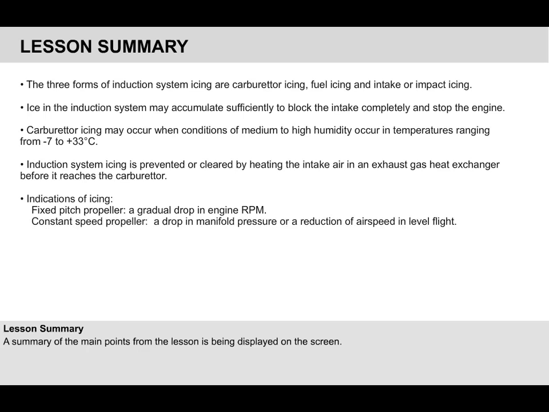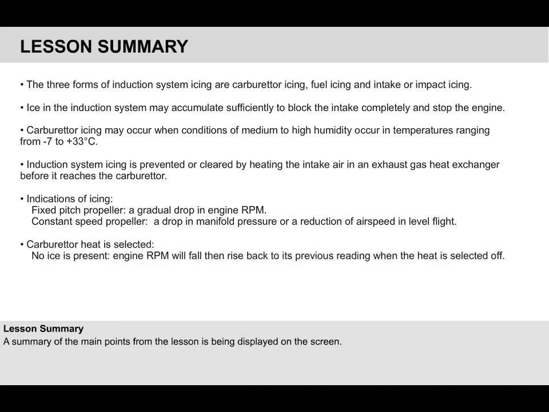In an aircraft which is fitted with a constant speed propeller, ice formation is indicated by a drop in manifold pressure or a reduction of airspeed in level flight. When carburetor heat is selected with no ice present, the engine RPM will fall, then rise back to its previous reading when the heat is selected off.